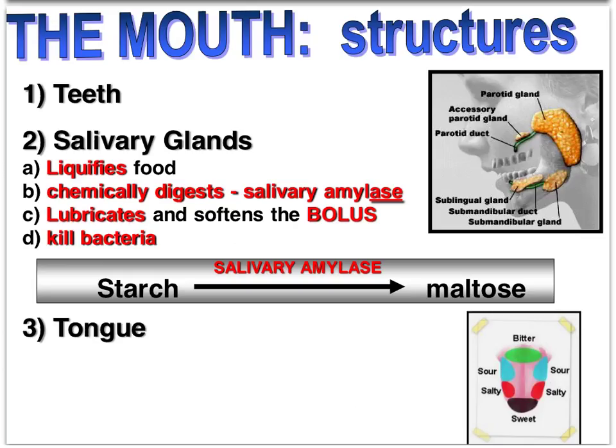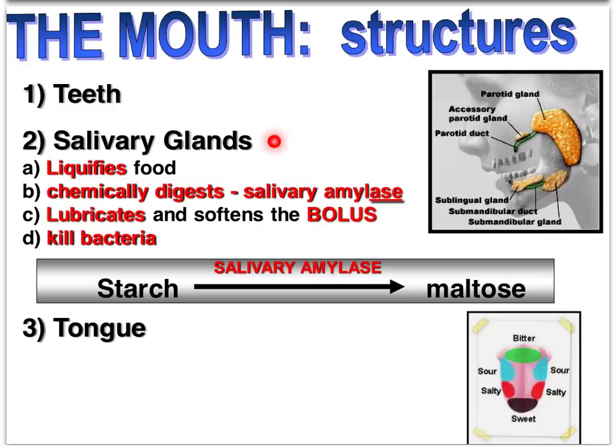Okay, so the first place that food is going to make contact with is the mouth. Now, the mouth functions obviously in ingestion as well as mechanical and chemical digestion. So the first place we have that mechanical digestion is the teeth. The teeth are used to grind up that food into smaller parts in order to increase that surface area.